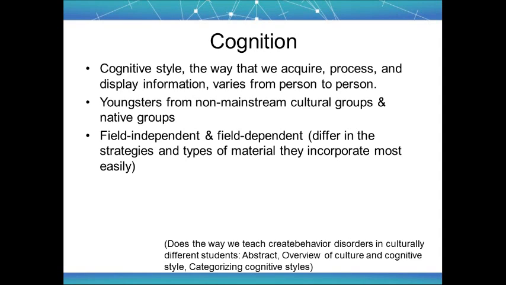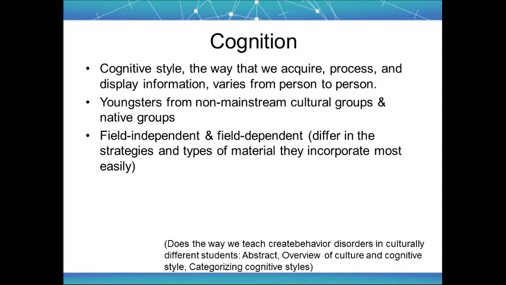One of the most common systems of differentiating cognitive styles is on a continuum of field independent to field dependent. While these two types of learners differ in the strategies and types of material they incorporate most easily. For example, European Americans who tend to be field independent are better able to perceive elements as discrete from their backgrounds and extract specific information from the surrounding field.